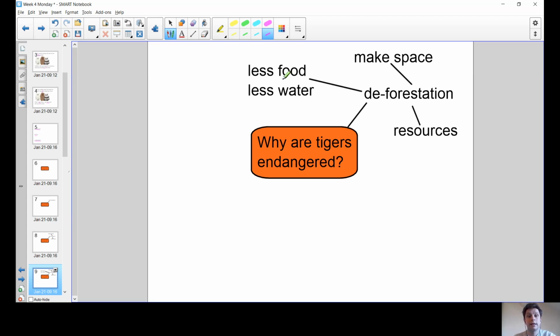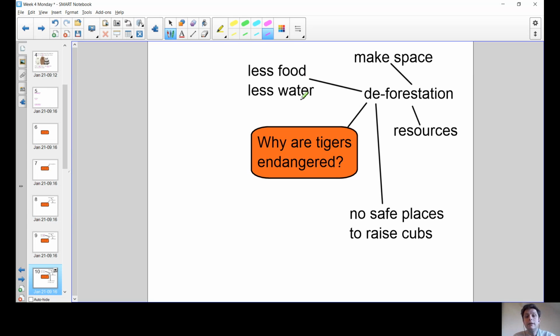First of all, there's less food for the tigers. Now, obviously tigers don't eat plants, but they do eat animals that need to eat the plants. So if there's no trees, there are no deer. And if there are no deer, well, the tigers don't have anything to eat. There's also less water because deforestation can affect the flow of things like streams and rivers where tigers would go for a drink. The deforestation also means that there's no safe places for tigers to raise their cubs. So when a forest is cut down, you have all of these problems for tigers. That's partly why they are endangered.